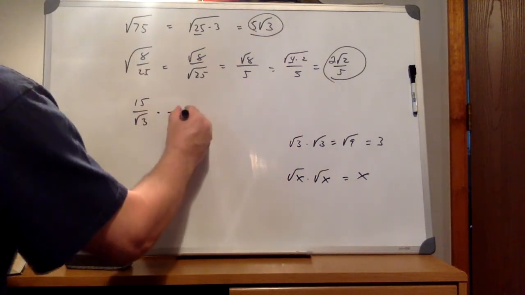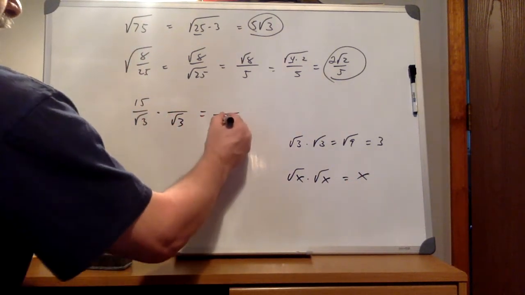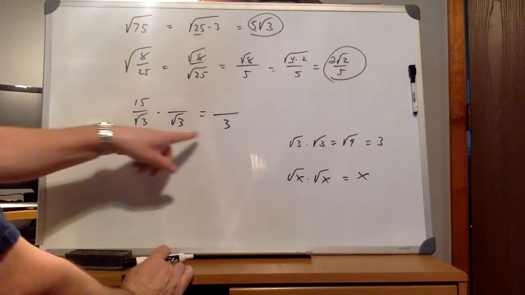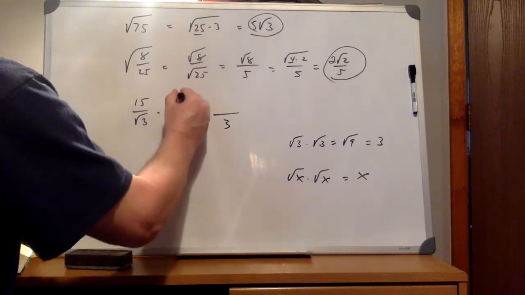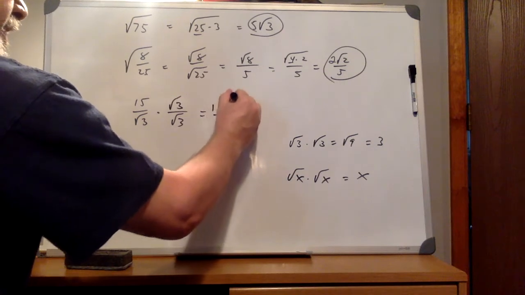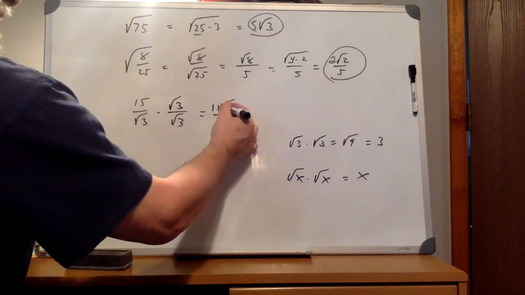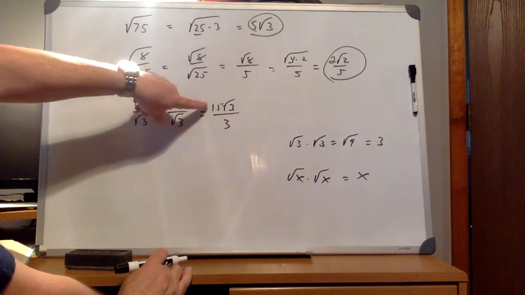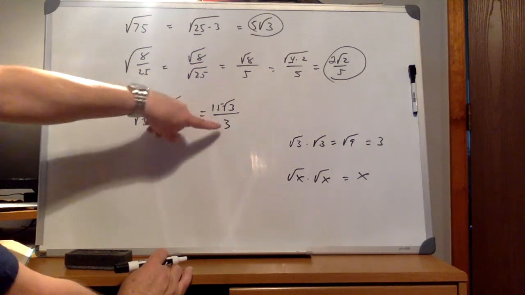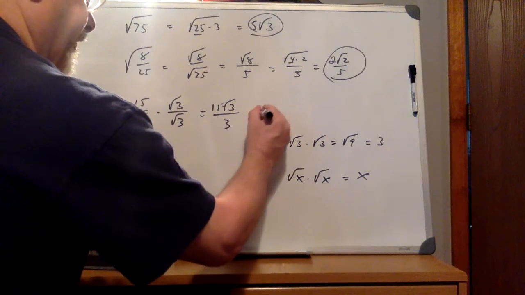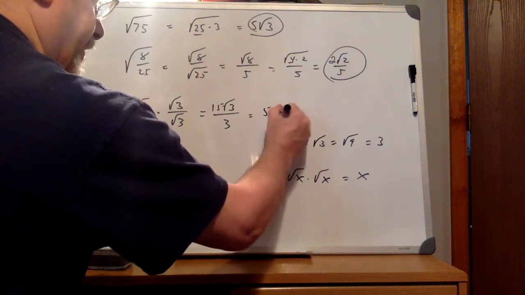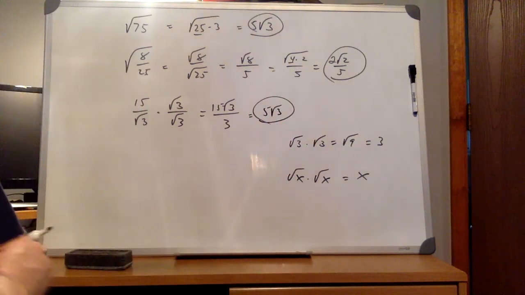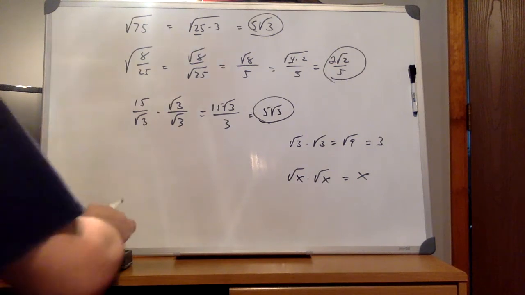So I multiply this bottom by the square root of 3. I no longer have a square root on the bottom. I must do the same thing to the top. So I get 15 times the square root of 3. Now, if I can simplify numbers that are not radicals here, 15 and 3, I do that. So I can divide, and I just get 5 root 3.